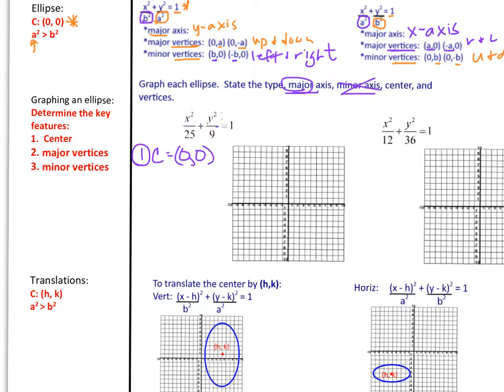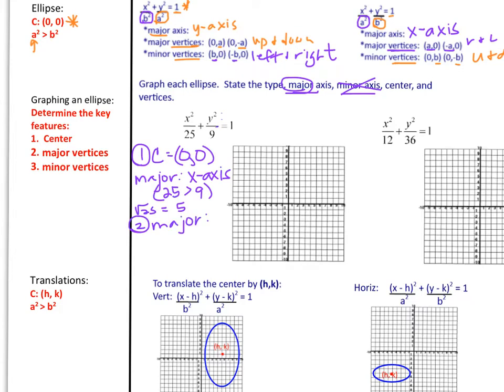Also note, if we look at our equation, we have x squared over 25 plus y squared over 9. Our major axis is going to be the x-axis because 25 is greater than 9. That means we're going to take the square root of 25 and go up and down 5. That'll help us with our major vertices.